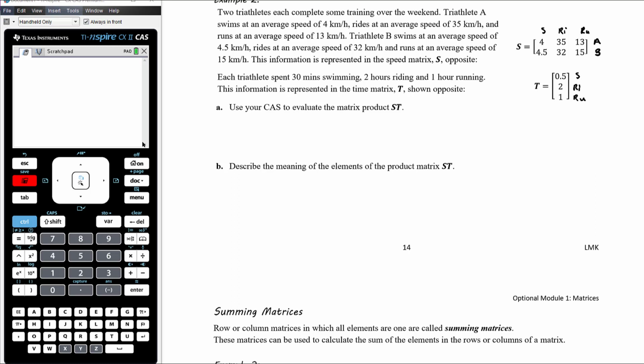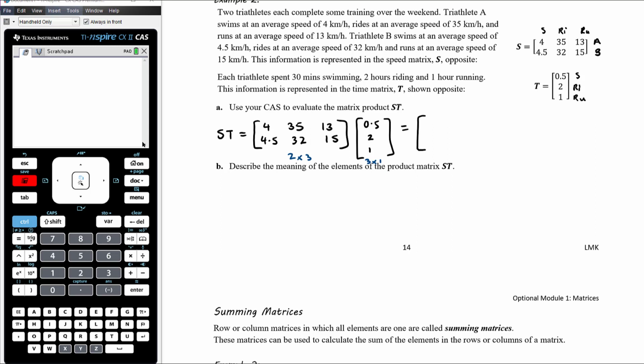Now it says use your CAS to evaluate the matrix product ST. We might use our CAS to get the answer, but I'm still going to write it out so again we can see what numbers are being multiplied together, and hence what is actually happening and what we're actually calculating in that process. So 4, 35, 13, 4.5, 32, 15, that's S, and we're multiplying that by T, which is 0.5, 2 and 1. Okay, so thinking about dimensions, this is 2 by 3, this is 3 by 1, so we're going to be able to do the multiplication, and the answer we get will be 2 by 1.